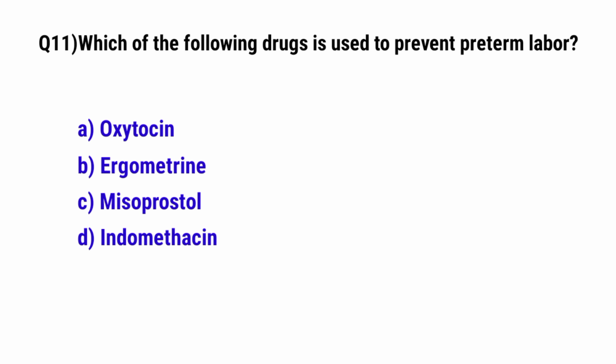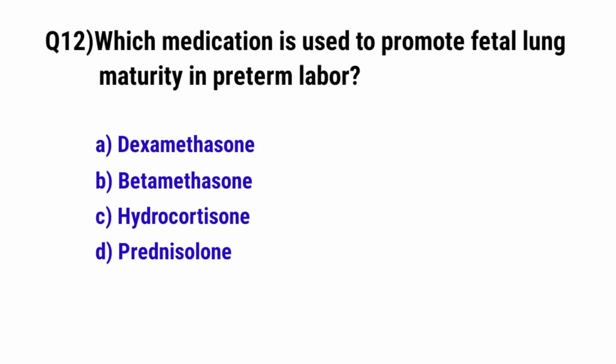Question number 11. Which of the following drugs is used to prevent preterm labor? The correct option is D. Indomethacin. Question number 12. Which medication is used to promote fetal lung maturity in preterm labor? The correct option is B. Betamethasone.